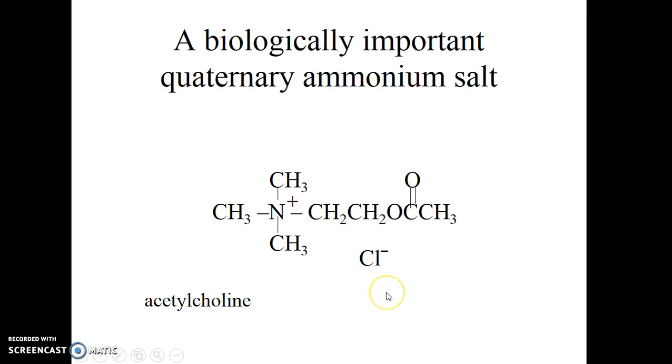A quaternary ammonium salt that's important in biology is acetylcholine. There are many other examples, but you can see 4 alkyl groups on the nitrogen and a positive charge, and there's your counter ion. Always remember that if you have 4 bonds on a nitrogen, it has a positive charge, and then you have to have a counter ion with it.